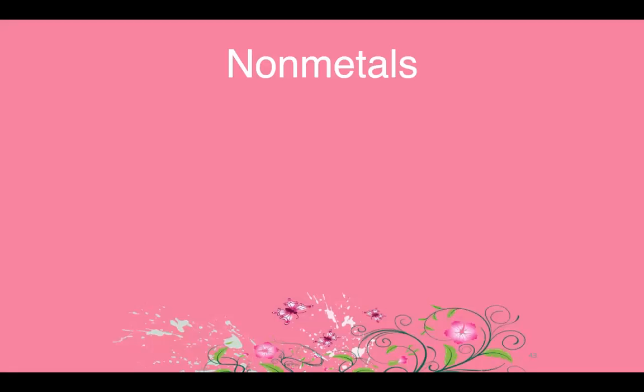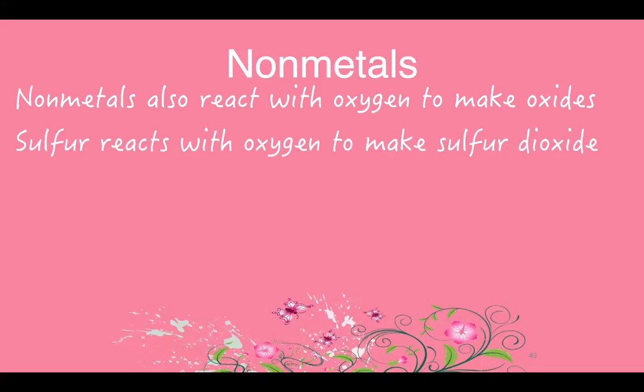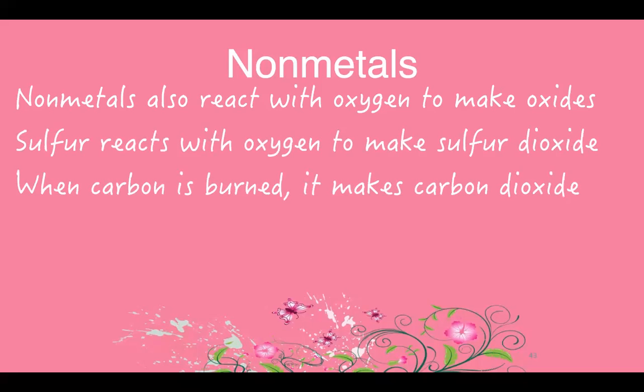What about nonmetals? Okay, so we covered the metals. Metals react with oxygen to make metal oxides. They can react with sulfur to make metal sulfides. The transition metals are going to make multiple oxides and sulfides because they have variable charge. Nonmetals can also react with oxygen to make oxides as well. Sulfur can react with oxygen to make sulfur dioxide. When carbon is burned, it makes carbon dioxide.